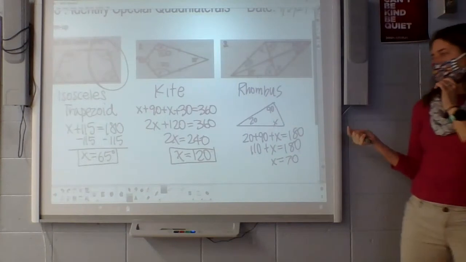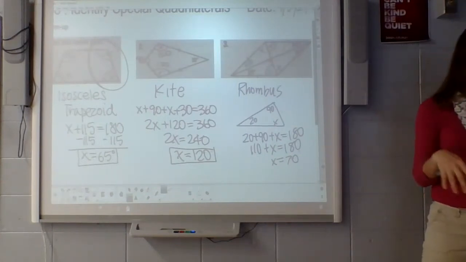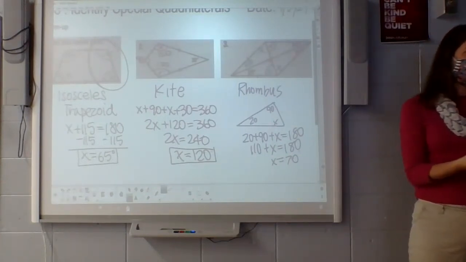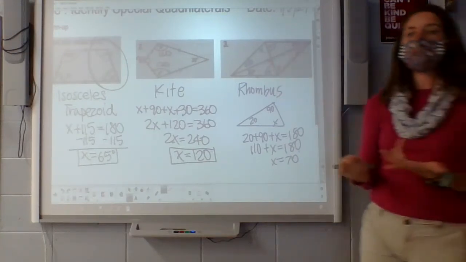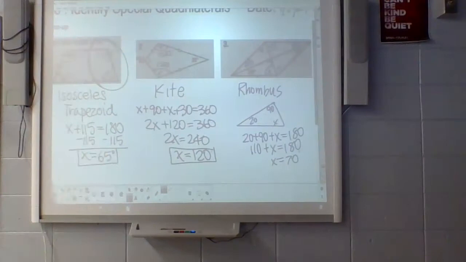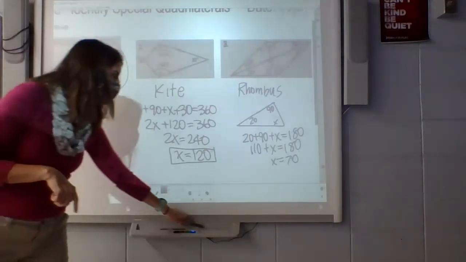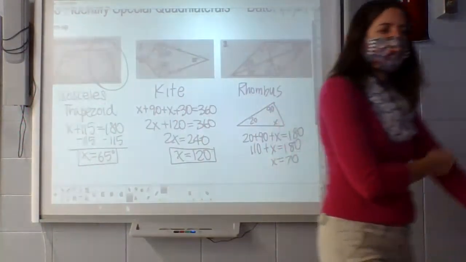It was what he noticed first, and I don't want to fault you guys for thinking a different way and making it work. I just wanted to make sure that you realize there are other ways. Obviously you have to know facts about a rhombus in order to solve that, but sometimes it's not the way I was planning on you getting there, but it still works. So he would have got 70 as well. Very good, thank you. I wondered if anyone else noticed that.